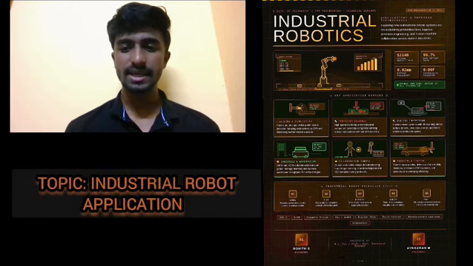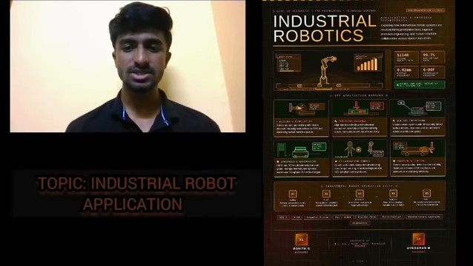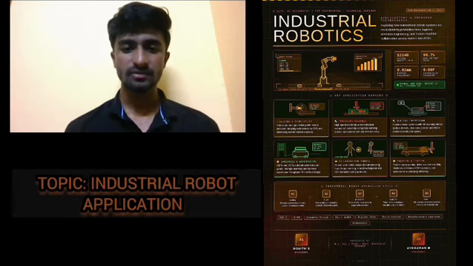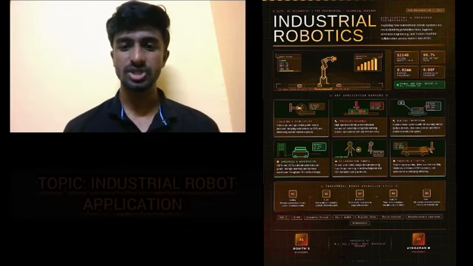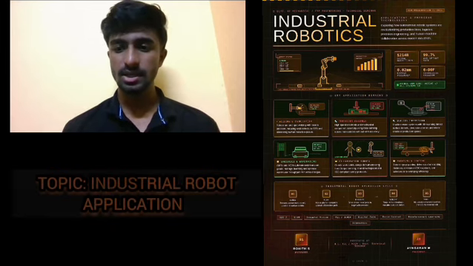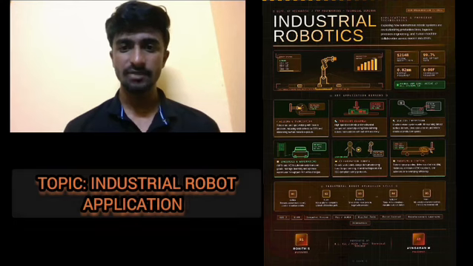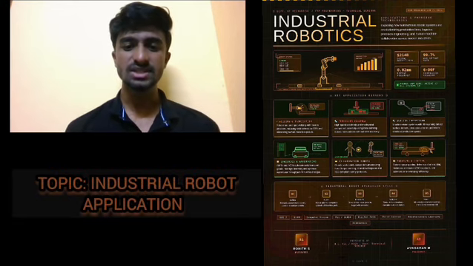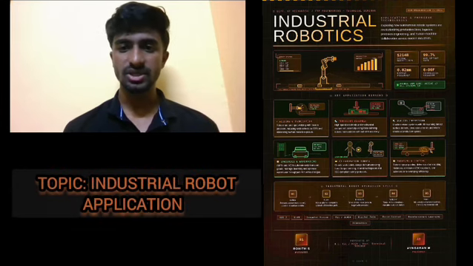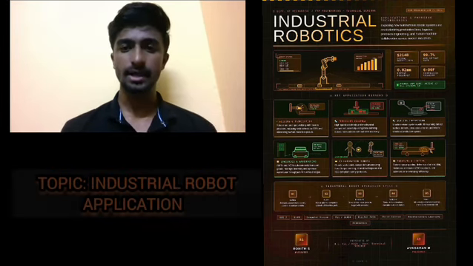Now, let's look at the key application domains of industrial robotics. There are six domains majorly. The first domain is welding and fabrication. The second domain is precision assembly. The third domain is quality inspection. The fourth domain is logistics and warehouse. The fifth domain includes collaborative robotics. The sixth domain is painting and coating.